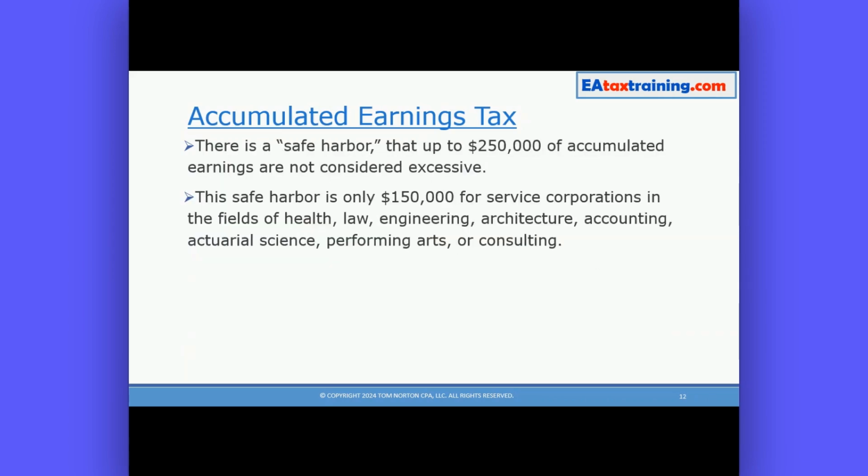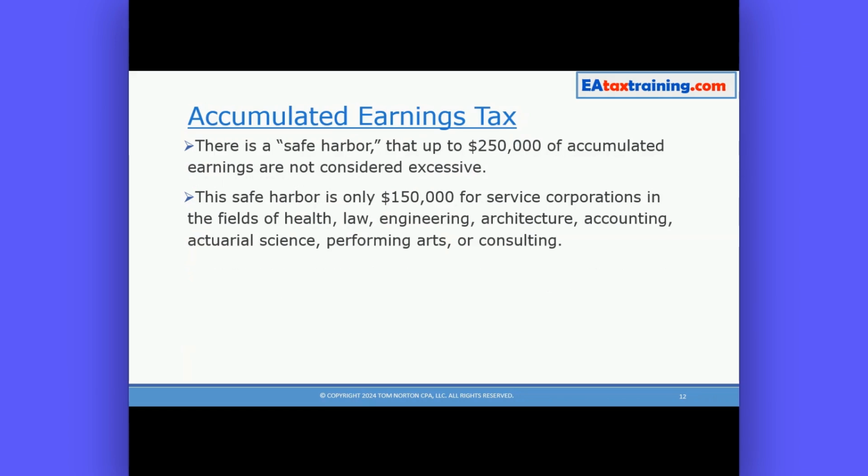Now, there is a safe harbor of up to $250,000 of accumulated earnings that the IRS will automatically not consider to be excessive. So when you go through that calculation that we just talked about, taking taxable income, subtracting out those items, if the result of that calculation is $250,000 or less, then there's not going to be any issue with the accumulated earnings tax. The IRS will not argue the point.